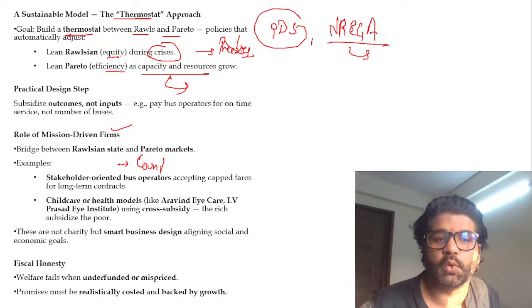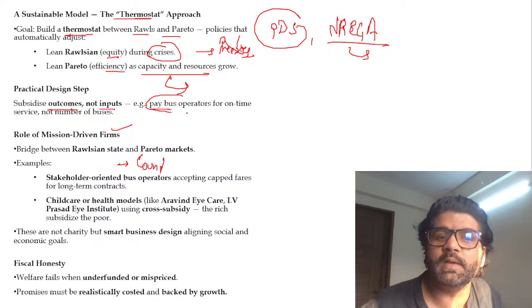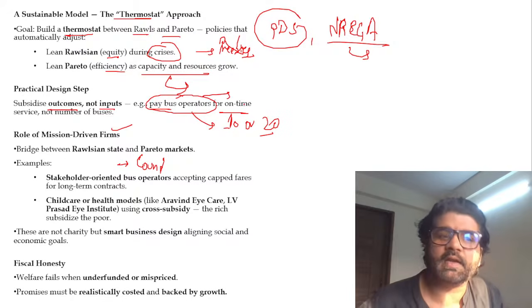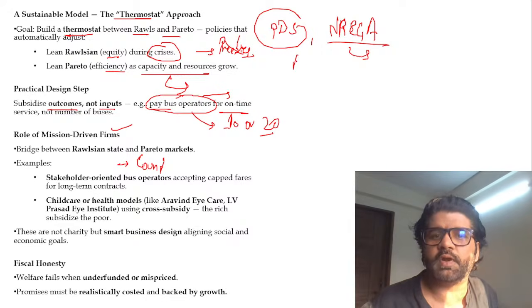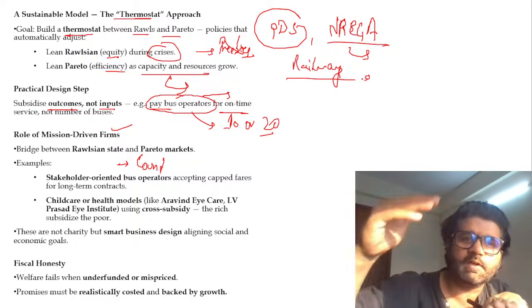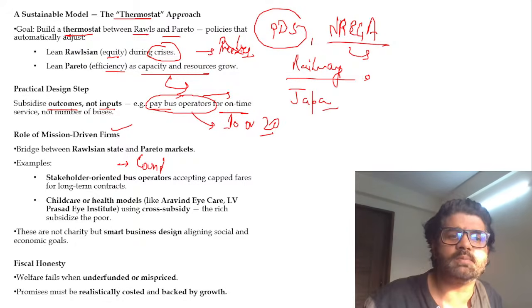What is Singapore doing? So again, subsidize outcomes, not inputs. Like, when you're paying a bus operator, don't pay the bus operator on how many buses they are running, 10 or 20 buses. Pay the bus operator on whether their buses are running on time or not. Same thing you can do for railways also. Make a mechanism for railways where they are on time, like what happens in Japan. So focus on outcomes, not on inputs.